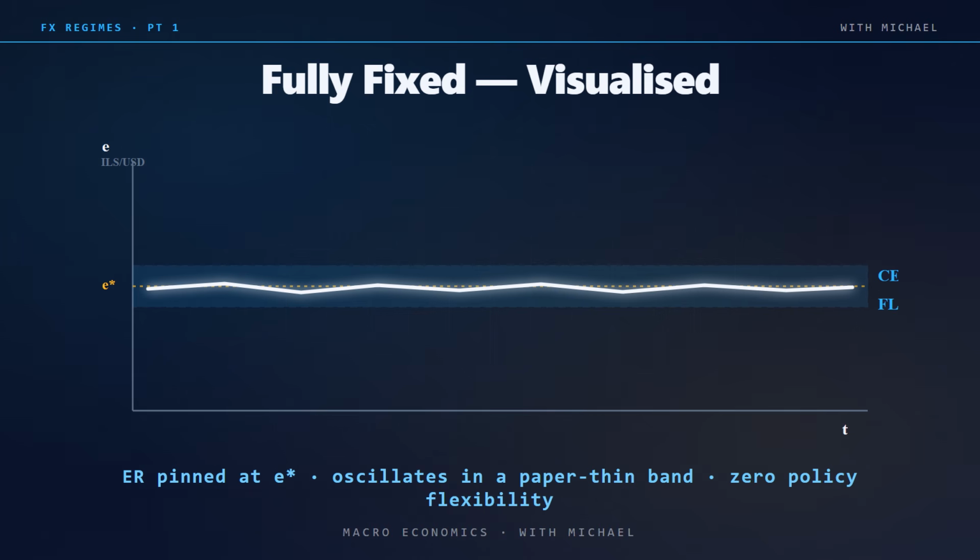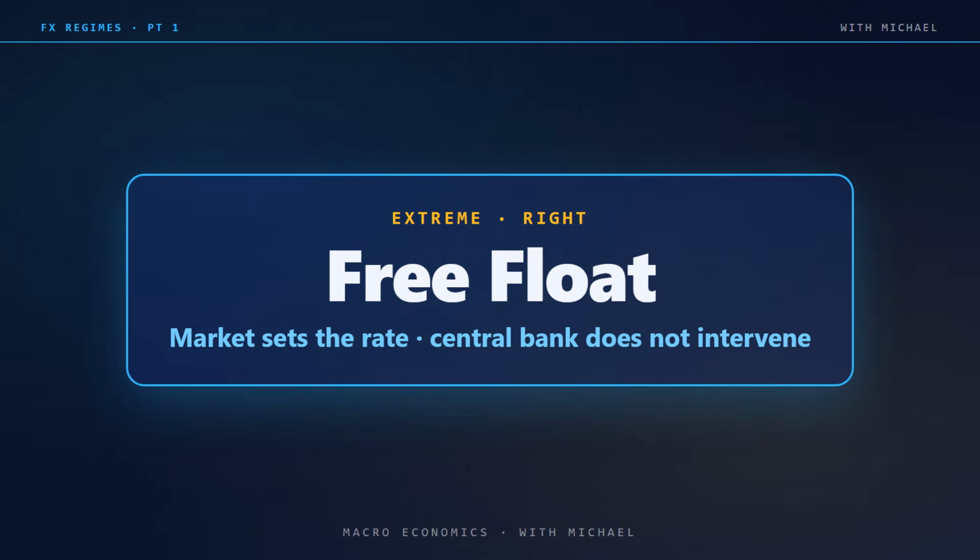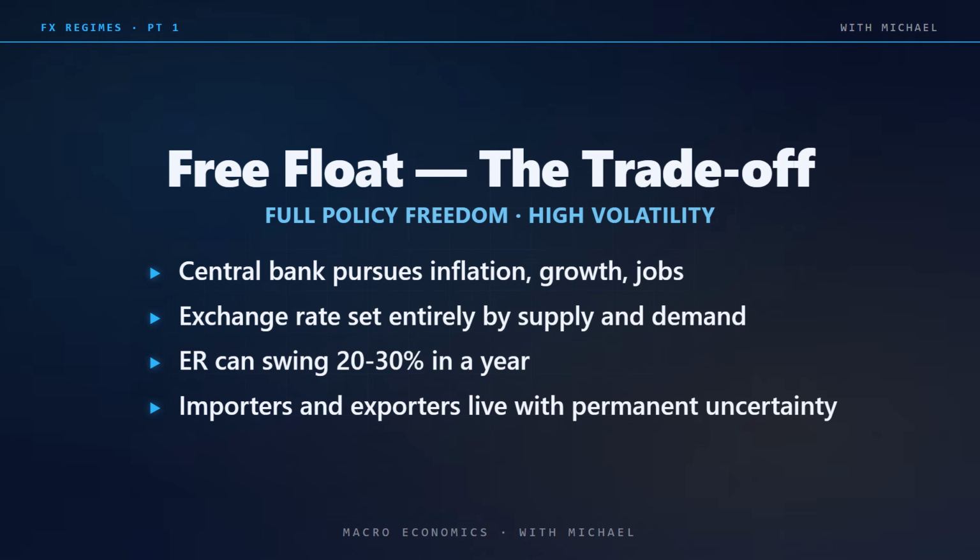At the other extreme, you have a fully free float. The exchange rate is determined entirely by the market, by the supply and demand for foreign currency. The central bank does not intervene. The advantage: the central bank has full freedom to pursue domestic goals. Inflation targeting, growth, employment. The disadvantage: the exchange rate can be extremely volatile. It can swing 20 or 30% in a year. Importers and exporters live with permanent uncertainty.